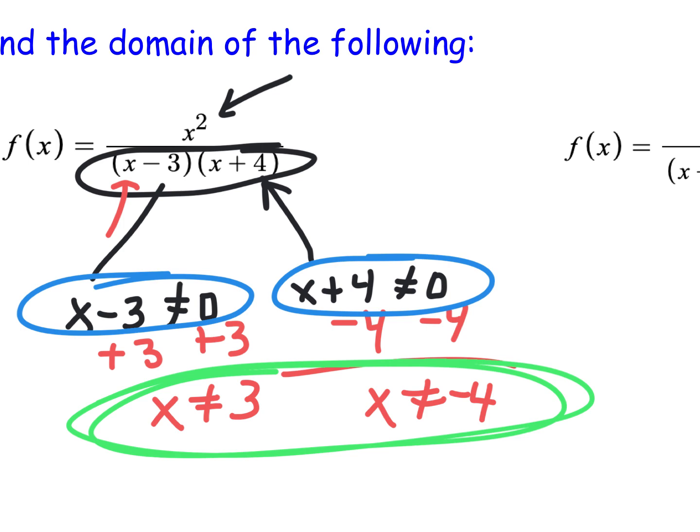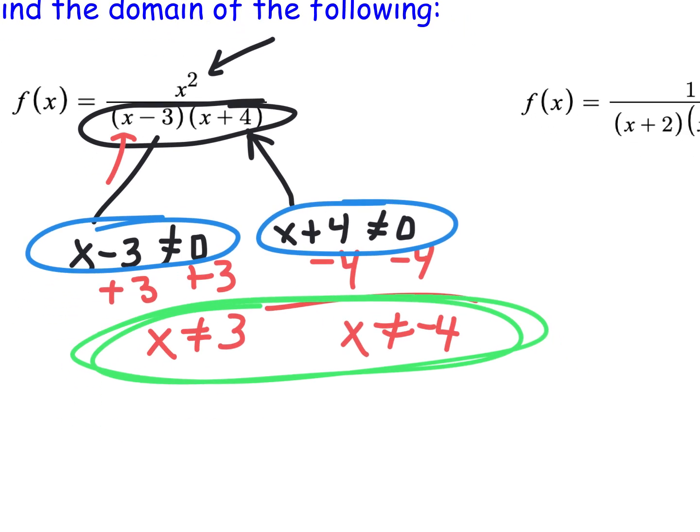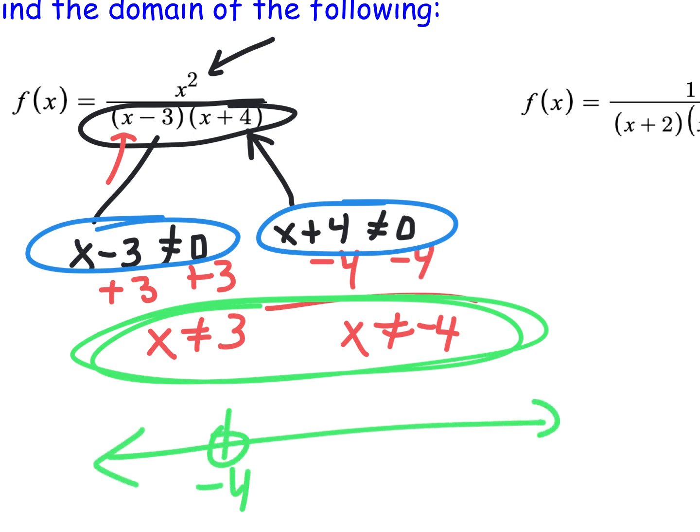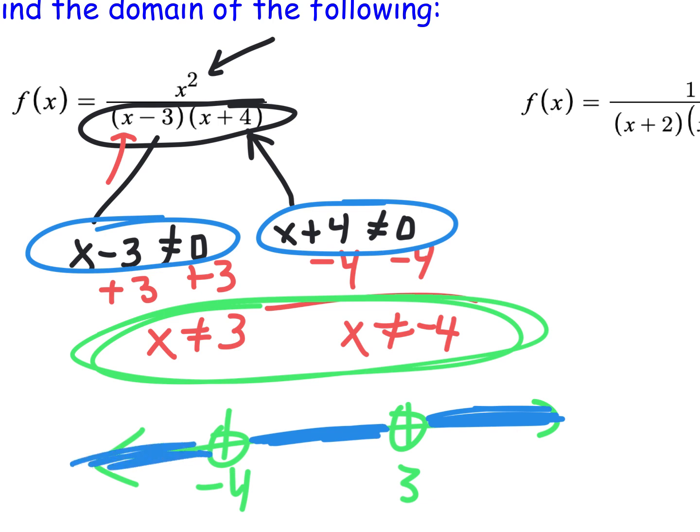So if I was going to put that on a number line, I would say, here's my number line. Here's where negative 4 is, and it can't be that. Here's where 3 is, and it can't be that. But it can be everything else. No need to test intervals. I know it can be everything except those two numbers.